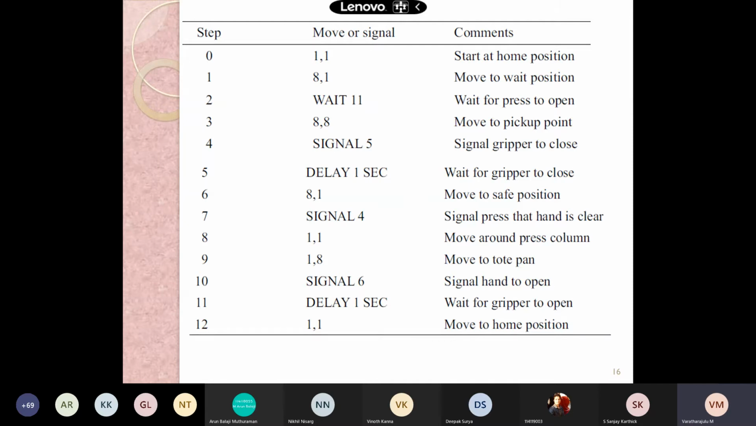Delay 1 SEC indicates the robot should wait 1 second before proceeding to the next step. And if it is 10 seconds, the delay will be 10 seconds. The delay has to occur after 10 seconds, and therefore, to give a delay we use DELAY x SEC, where x is the amount of seconds we require to perform the delay.